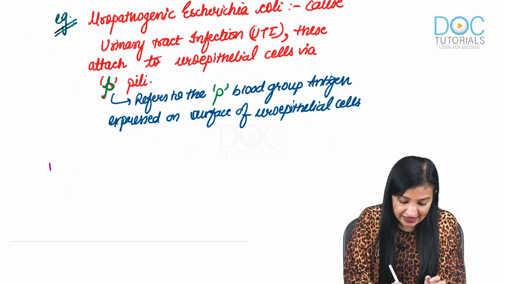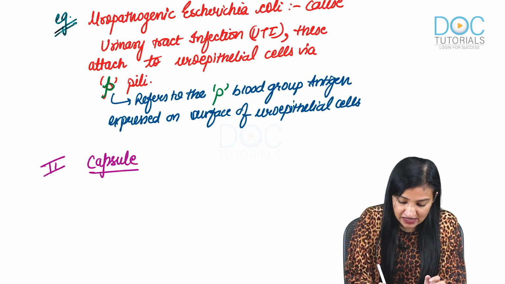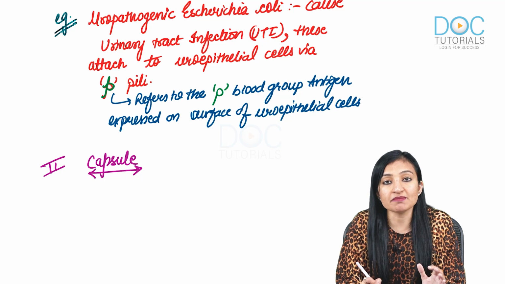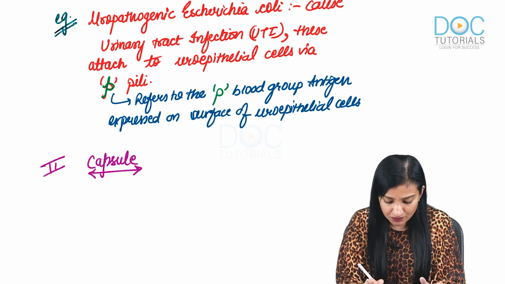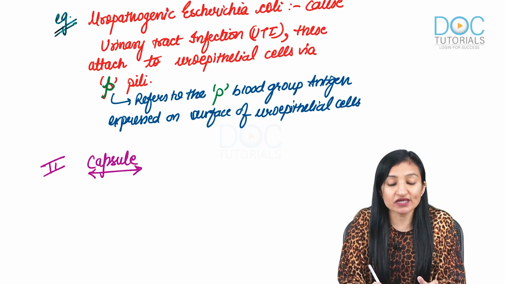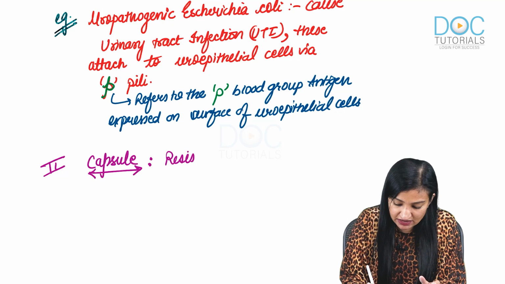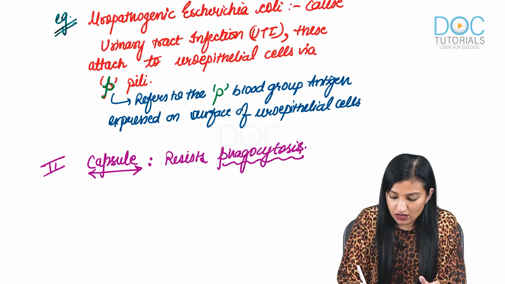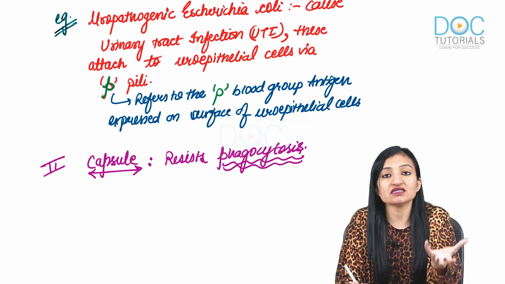Moving ahead, the second important virulence factor is capsule. Now guys, in bacterial cell structure or anatomy, we already have discussed what is meant by a capsule and the related terms like slime and glycocalyx. Alright. Now capsule is said to be a virulence factor. Why? Because capsule resists phagocytosis. Okay. Now phagocytosis is what? Phagocytosis literally means cell eating.